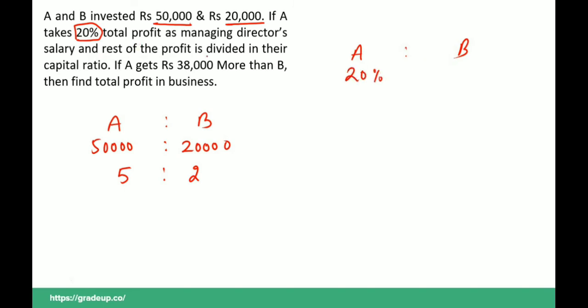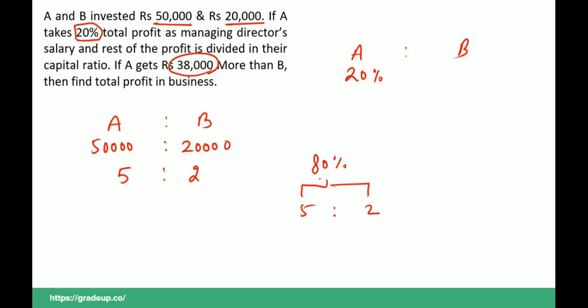And the rest of the profit is divided in their capital ratio. The rest of the profit is what? 80%. This is divided in their capital ratio, that is 5:2. If A gets 38,000 rupees more than B, then find the total profit in the business.